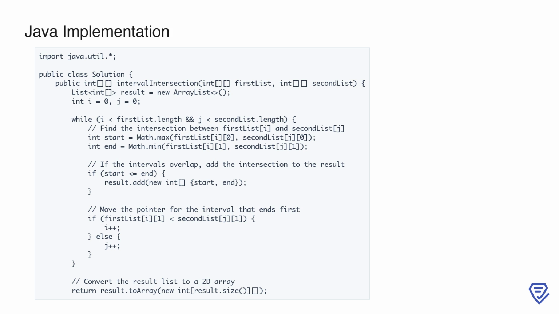For each pair of intervals, we calculate the intersection by finding the maximum of the two start points and the minimum of the two end points. If the start of the intersection is less than or equal to the end, it means the intervals overlap, so we add this intersection to the result list. To proceed, we move the pointer of the interval that ends earlier to ensure we evaluate all possible intersections sequentially.